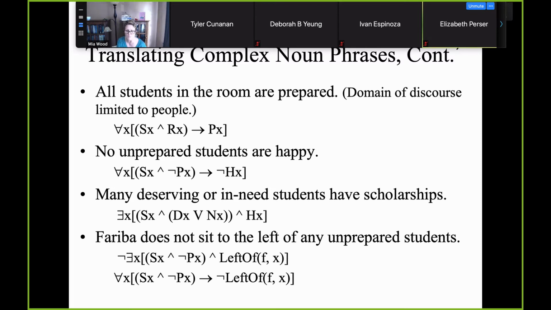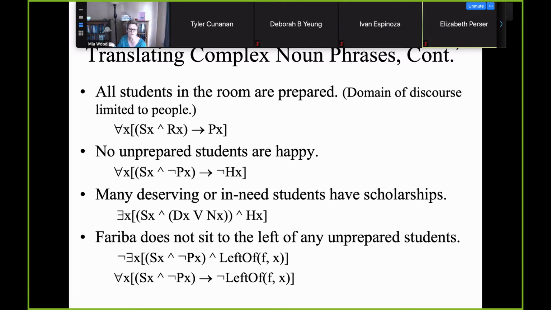Then we have no unprepared students are happy. So for every X, if X is a student and X is not prepared, then X is not happy. And notice the following. In sentence 1, we have the affirmed prepared, and then in sentence 2, we have the negated prepared, right? So it's not the case that the student is prepared. If I treat sentence 1 and sentence 2 as part of some argument, then I need to make sure that prepared and unprepared are distinguished from each other, hence the negation.